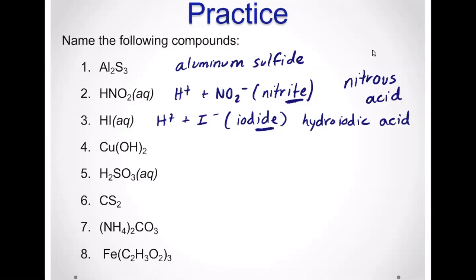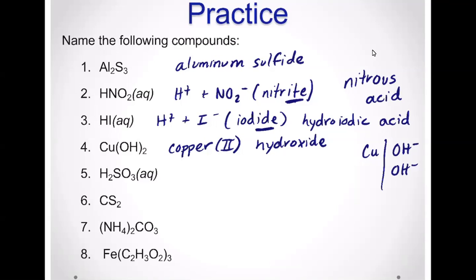Next one, we have a metal and a polyatomic ion. That is copper. That is a transition element, so it is going to need a Roman numeral: copper(II) hydroxide. How did I know that was a 2? Well, if I break it down, I have 1 copper and 2 hydroxides. You have to know that they're -1. That's a -2 balanced by a +2. That's 2 plus. That's the Roman numeral.